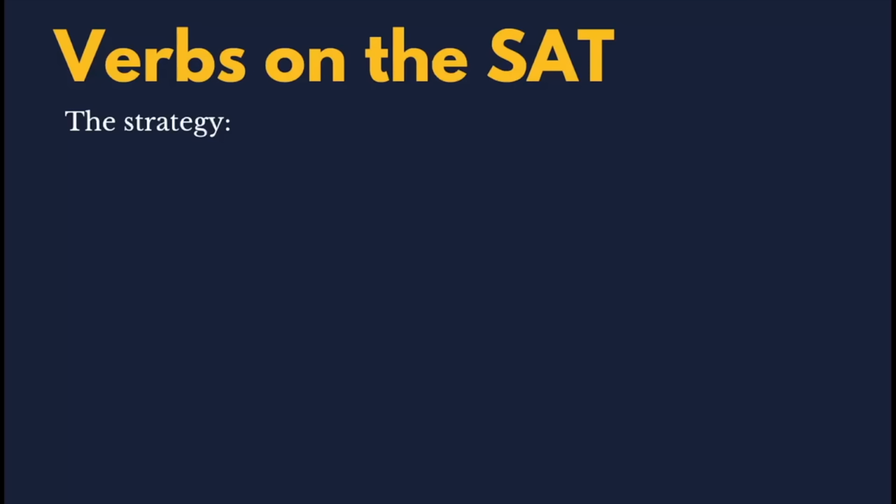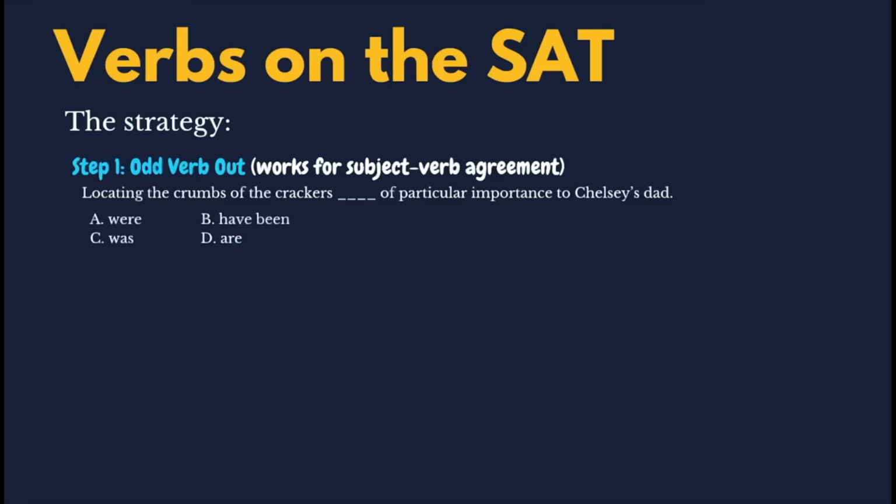So step one is actually going to take care of most verb problems on the SAT, because most questions tend to be subject-verb agreement. You're either going to get subject-verb agreement or verb tense. But this odd verb out trick is going to work for subject-verb agreement questions. So step one is to try the odd verb out trick. The trick is we want to figure out which verb is not like the others.